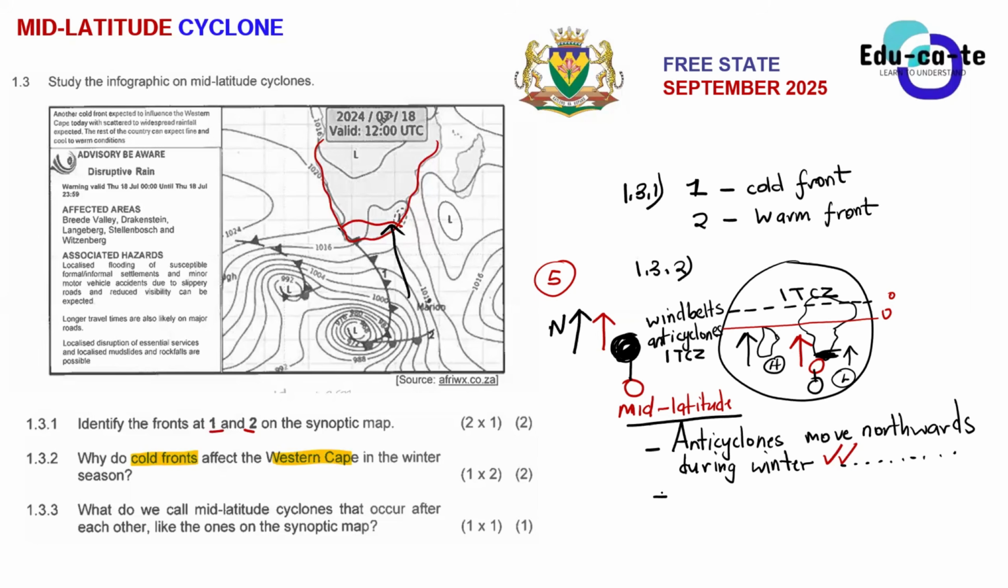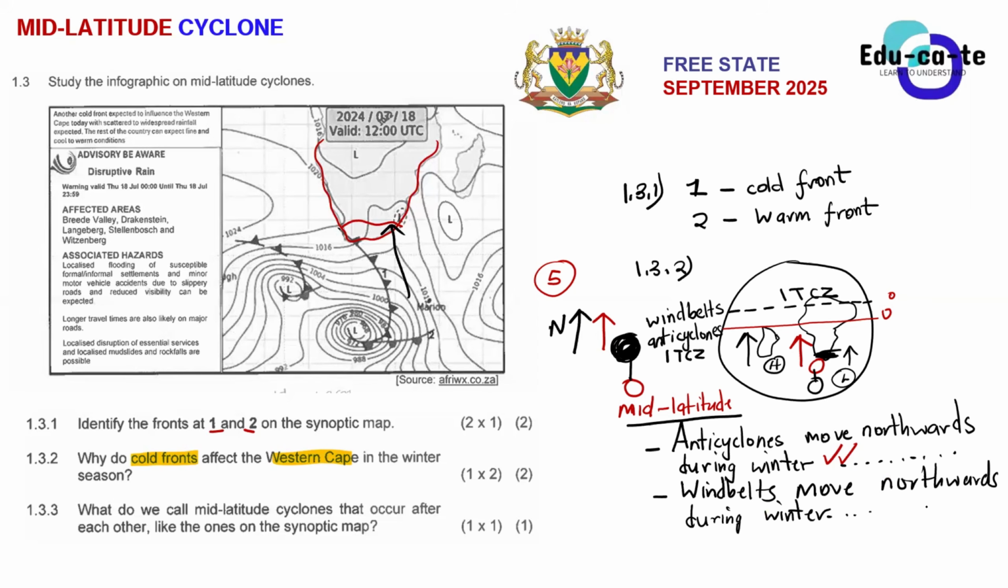Okay, and then you can also talk about the wind belts. They act the same way. The wind belts also move towards the north during winter. So wind belts move northwards also during winter. It's a reason on its own. You still remember the pressure belts, guys? The wind belts that we're talking about. Do you still remember them from grade 11?